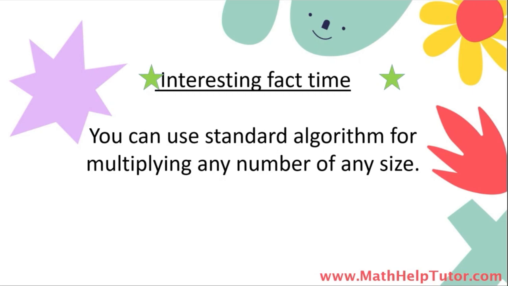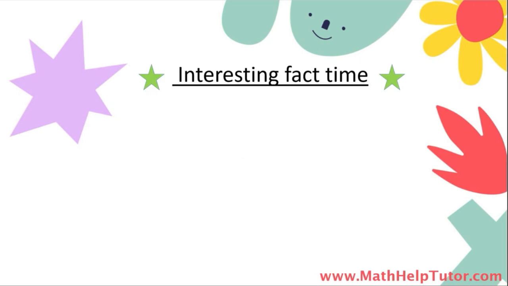Now it's time for interesting fact time. Did you know that we can actually use the standard algorithm for multiplying any number of any size? So far, we have just been multiplying numbers up to the tens place. We can actually use it for numbers that have more places. Let's write down a number with 3 places. Say, let's multiply 213 and 409.